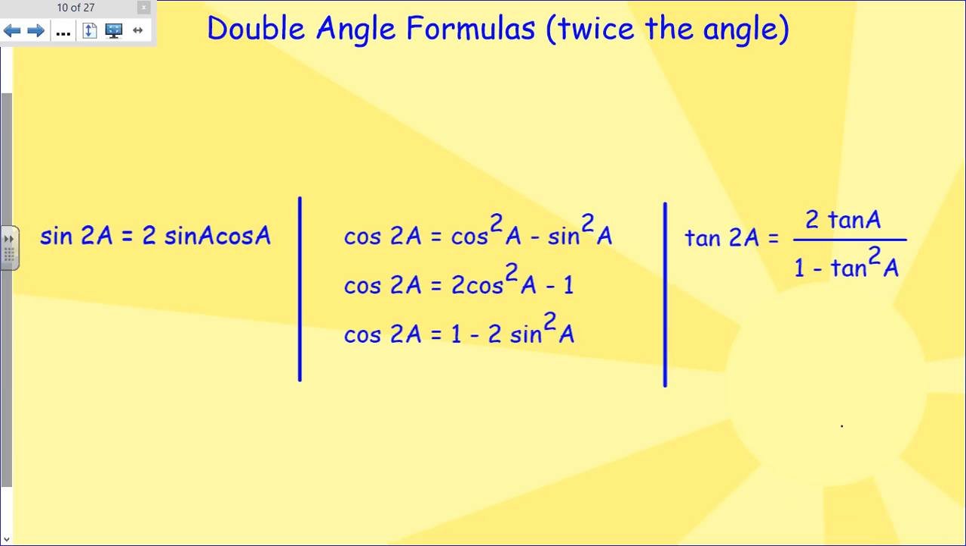For the sine of 2a, it's equal to 2 sine a cosine a. For the cosine of 2a, we have three options that we can use, three different formulas, and you will get the same answer no matter which formula you choose. So it depends on the problem which one you would use. And finally, we have the tangent of a double angle and the formula that we would need.